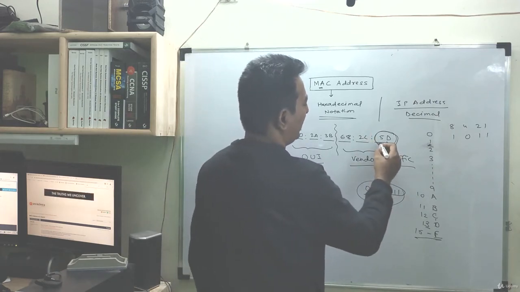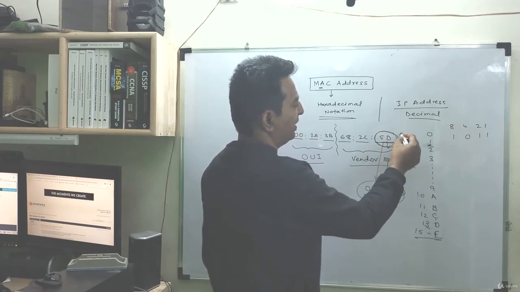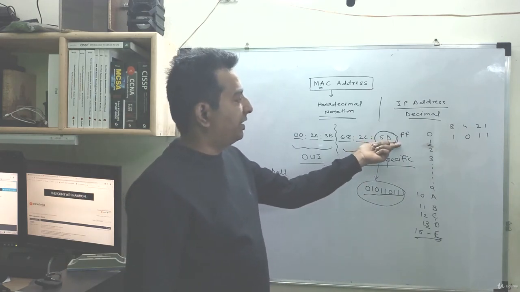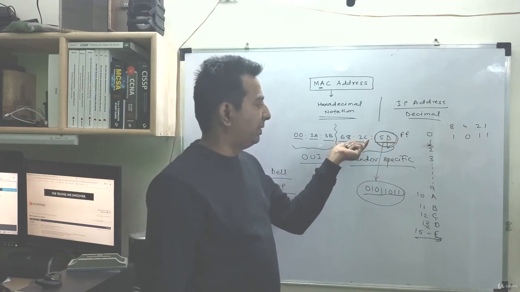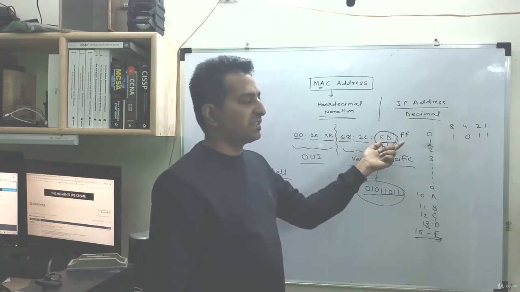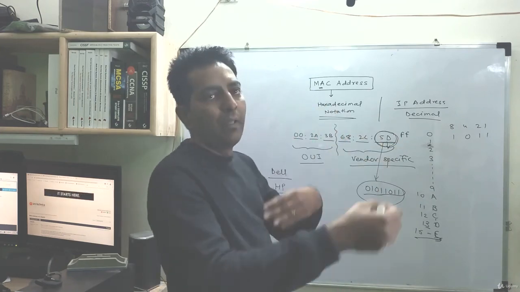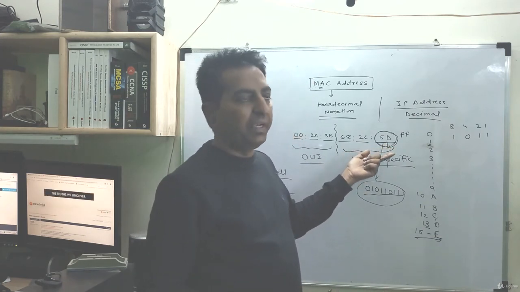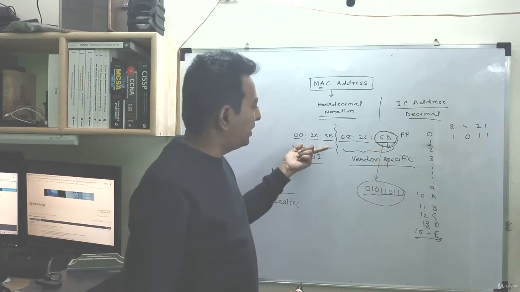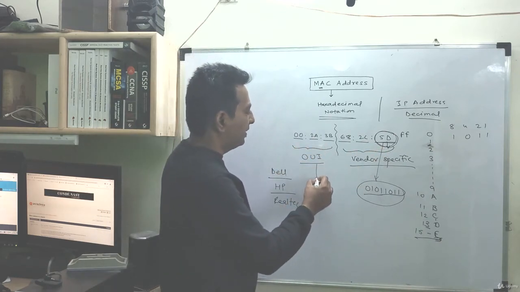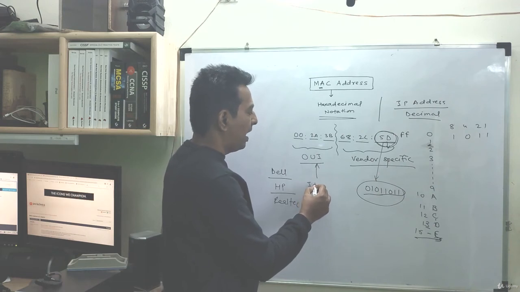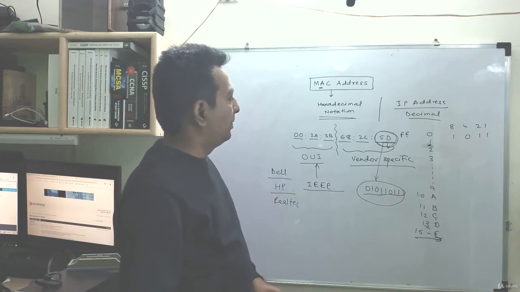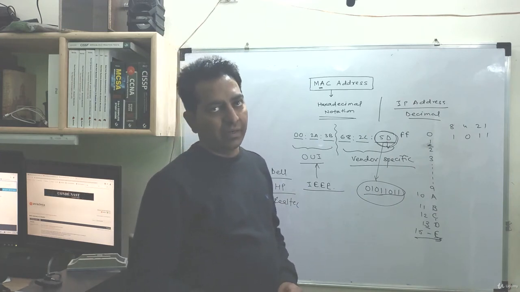Finally, the highest number in the last field is going to be FF, right, as you can see here. So if it reaches FF, then they'll increment the next number by 1, and again start with 0 from the next field. So that's how the inventory of the manufactured devices is maintained by the manufacturer, and this particular OUI is given to the manufacturer by IEEE. Okay, so that was all about the MAC address, my friends.